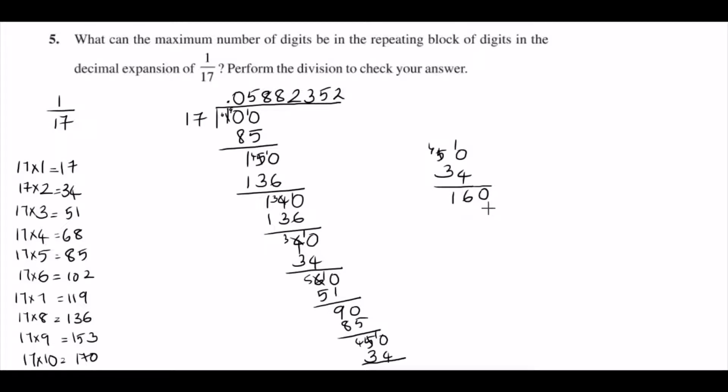So in 160, 17 goes 9 times. That is 153. In 70, 17 goes 4 times. That is 68. 70 minus 68 is 2. In 20, 17 goes once. That is 17. 20 minus 17 is 3. In 30, 17 goes once. So again 17.